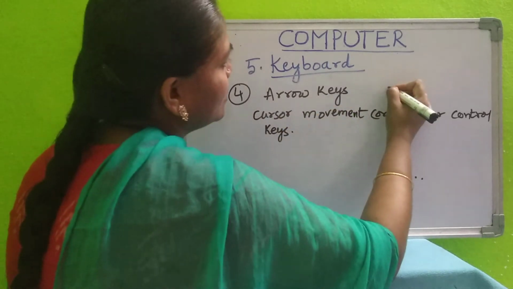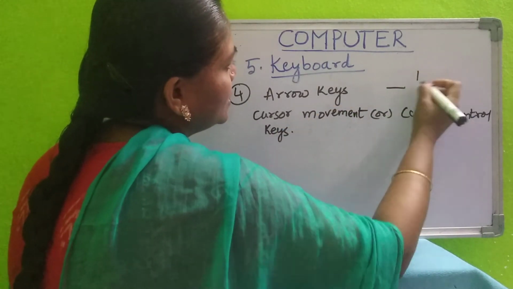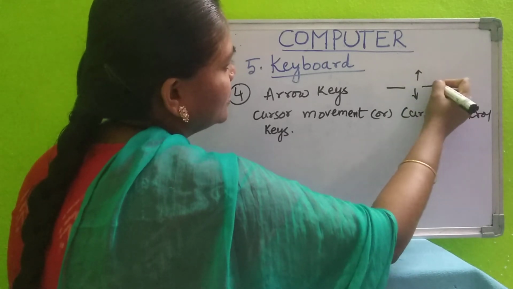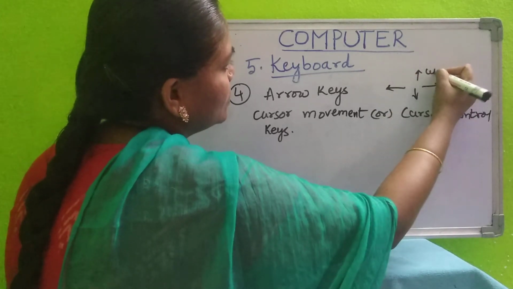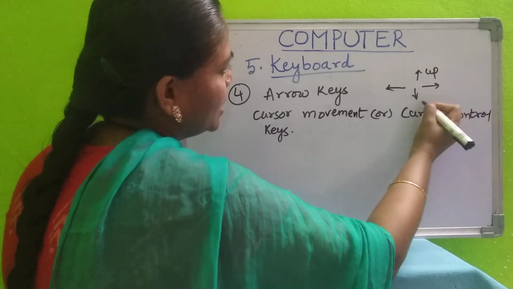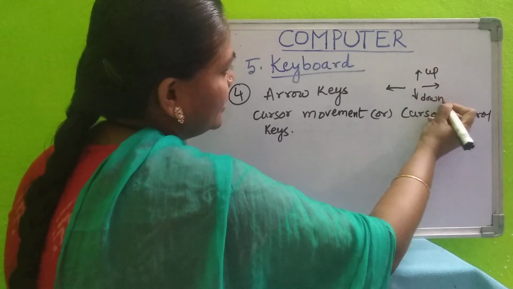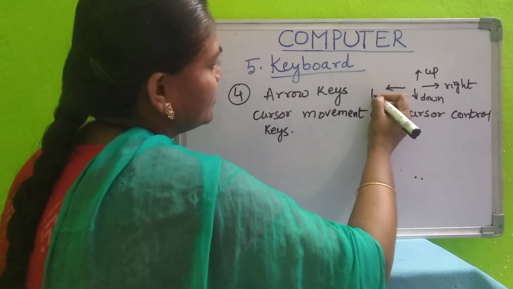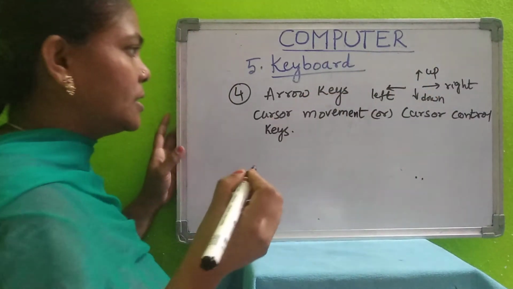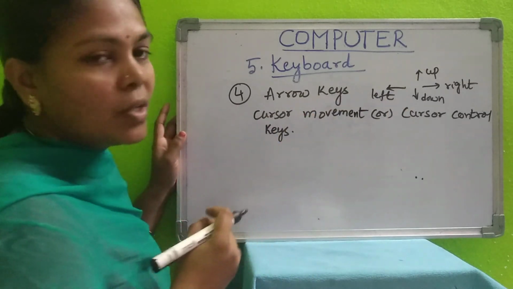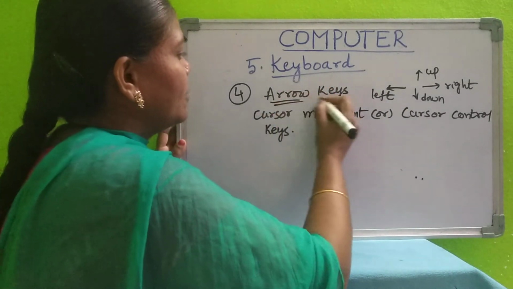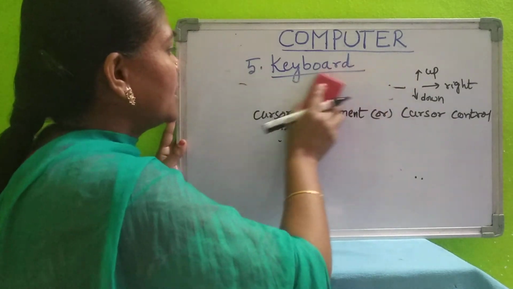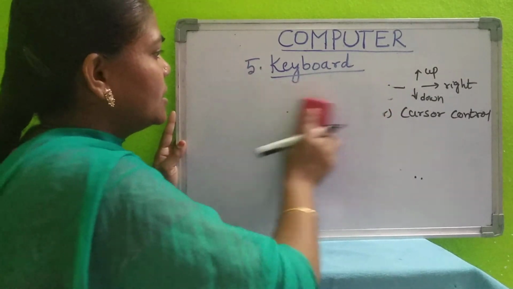So how will arrow keys look? They are these type of keys. These are the arrow keys. Using these arrow keys we can move the cursor upward and downwards, to the right side and to the left side. We can move the cursor in these four directions using arrow keys. These are the four types of keys. I will show you all this in the system.